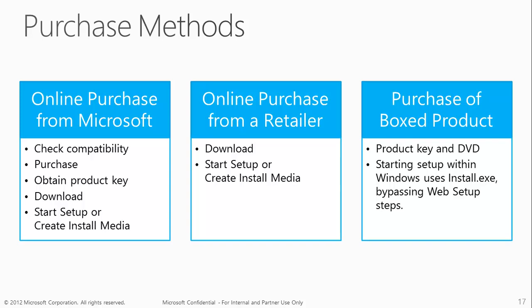basically it's just a product key that you can use for the installation of Windows. So you can purchase it from the store, get the product key that you need to kick off setup, and then you'll go to the website and actually start the download and installation process from there, and just plug in the information that you got from the voucher within that box product. In this case, starting setup within Windows uses install.exe, but bypasses some of the web setup steps.